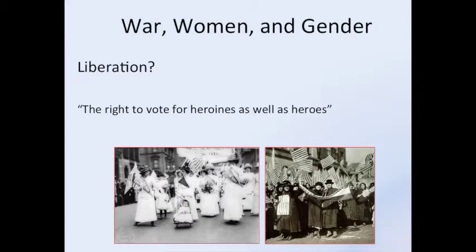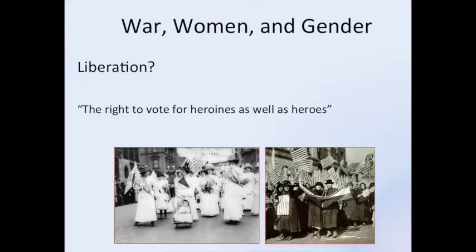That said, not all women who participated in this war received the vote at war's end. French women did not gain the vote. They would not do so until 1944. Belgian women did not gain the right to vote. Italian women did not gain the right to vote.